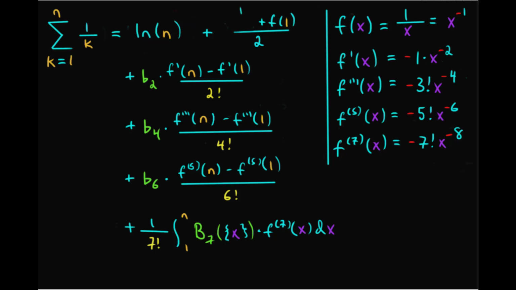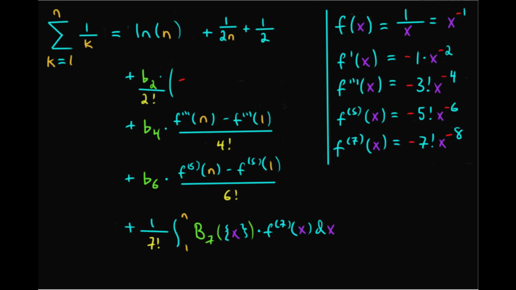Now that first correction term, which is sometimes called the trapezoidal correction term, would just be f of n plus f of 1 over 2. So that's 1 over n plus 1 over 1 all over 2, which equals 1 over 2n plus 1/2. For our next correction term, we make use of the fact that f prime of x equals negative 1 times x to the negative 2, which is negative 1 over x squared. So we get that this correction term equals b sub 2 over 2 factorial times the quantity negative 1 over n squared minus negative 1 over 1 squared. And now because of that double negative, the term in parentheses just equals 1 minus 1 over n squared.